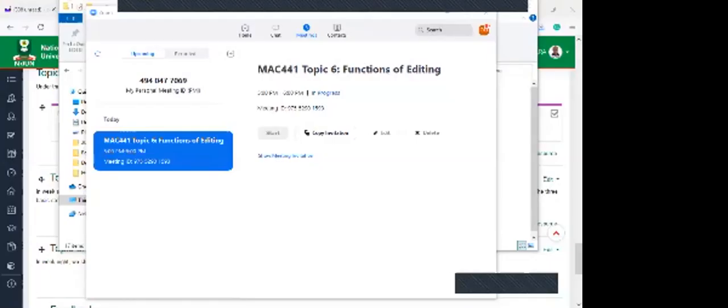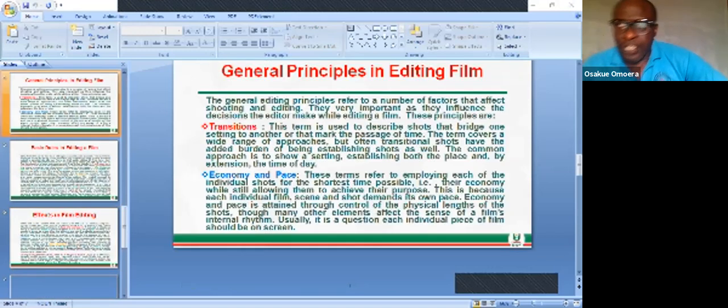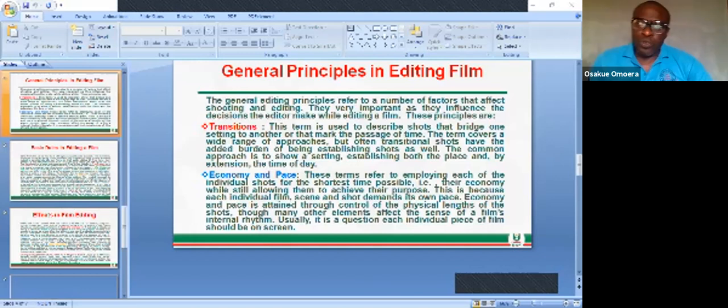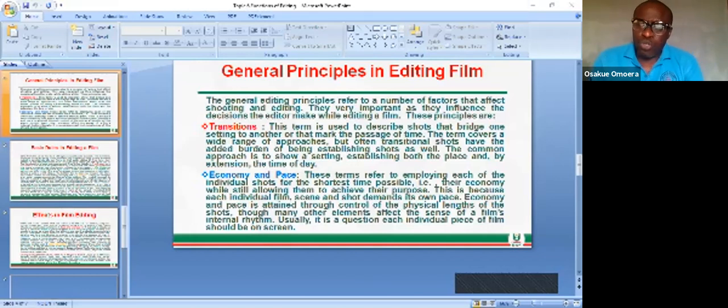Okay. General principles in editing film. The general editing principles refer to a number of factors that affect shooting and editing. When we talk about filmmaking, we're talking about shooting and editing basically. They are very important as they influence the decisions the editor makes while editing a film. These principles are: 1, transitions; 2, economy and pace.